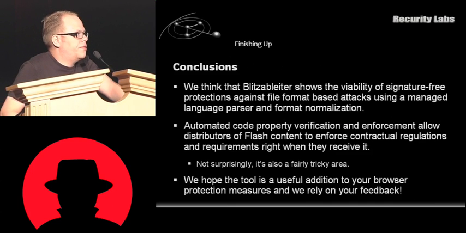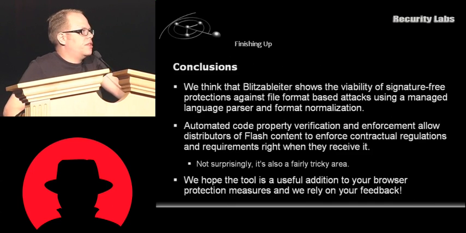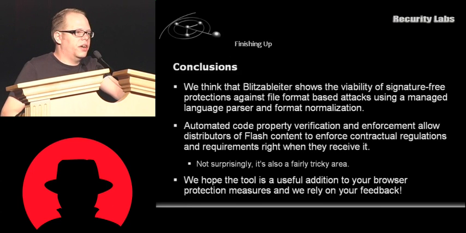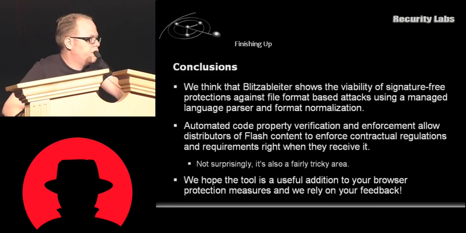Automated code property verification and enforcement is an interesting way for Flash content distributors to enforce contractual regulations and requirements. As you probably notice, it's a bit of a tricky area, but it can be done, and it is, in my eyes, a very valuable tool for people that have to accept content from third parties. And we simply hope that this tool is going to be a useful addition to your browser protection measures and allows you to surf your porn more safely.